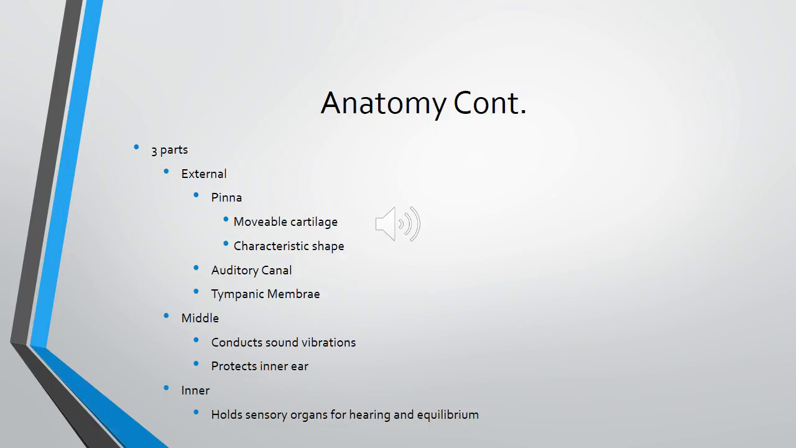So the external ear, like I said, is pretty much everything that you can see on the outside of the head, through the auditory canal, and to the tympanic membrane. The middle ear is where sound vibration is conducted, and the job of the middle ear is to protect the inner ear. The inner ear is where all of your sensory organs for hearing and equilibrium are.